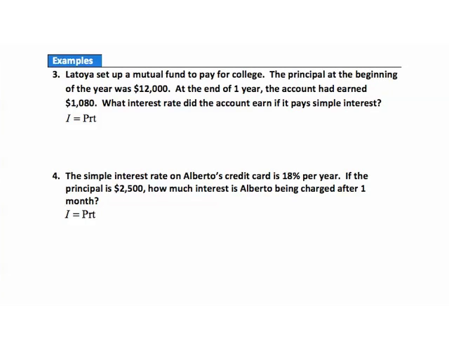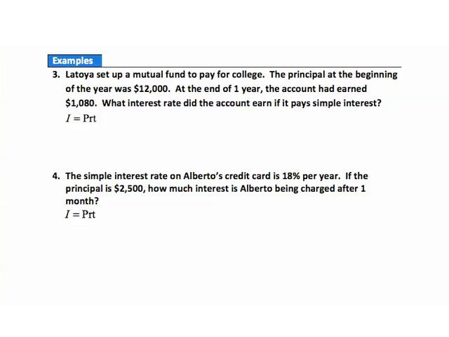Now let's take a look at some examples that will help you understand how to solve for an unknown value in the simple interest formula. Example 3. Latoya set up a mutual fund to pay for college. The principal at the beginning of the year was $12,000. At the end of 1 year, the account has earned $1,080. What interest rate did the account earn if it pays simple interest?